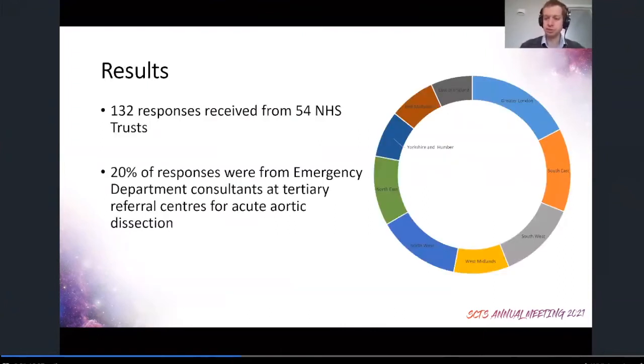So I'm not going to go through the responses to each individual question in the survey, but I'm hoping to highlight some key take-home messages from our results. So we had 132 responses from emergency medicine consultants from 54 NHS trusts, and you can see from the pie chart on the right of the slide that there was a good geographical variation in where the respondents were based. So we hope that our results reflect national practice across the UK. And 20% of respondents were from emergency departments based in tertiary cardiothoracic centres.